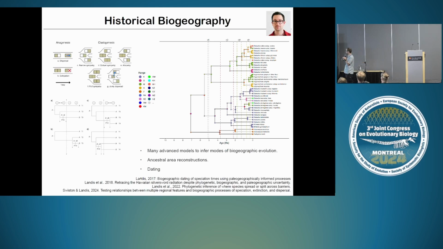Okay, then there has been a lot of work once we actually have the phylogeny, or jointly doing it. So Michael Landis has been working a lot on biogeographic modeling. We had a talk before the coffee break in a similar direction, where you can use biogeographic models to infer the mode of biogeographic evolution, but also ancestral state estimation and use that in dating.